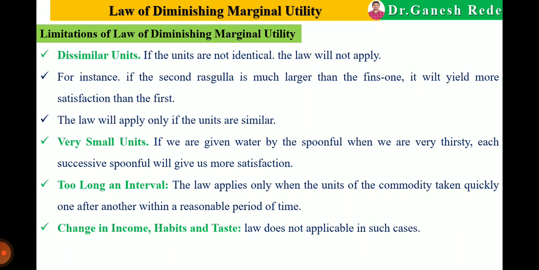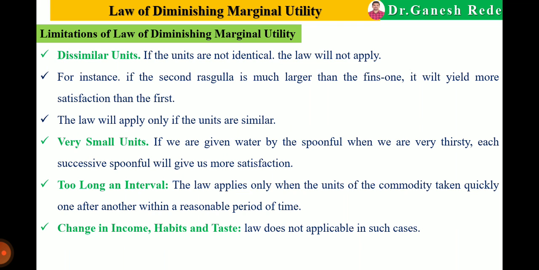So for instance, if the second rasgulla is much larger than the first, then it will yield more satisfaction to the consumer. So this law will not apply on dissimilar units. It requires similar units. Then very small units, means this law is not applicable on very small units. Suppose if we are giving water by a spoon when we are thirsty, each successive spoon will give more satisfaction. Simply, this law is not applicable on very small units of a commodity.